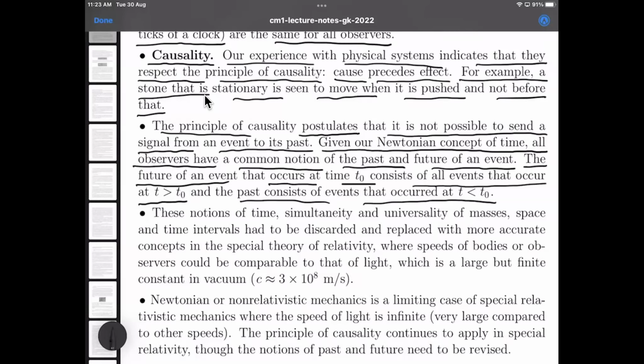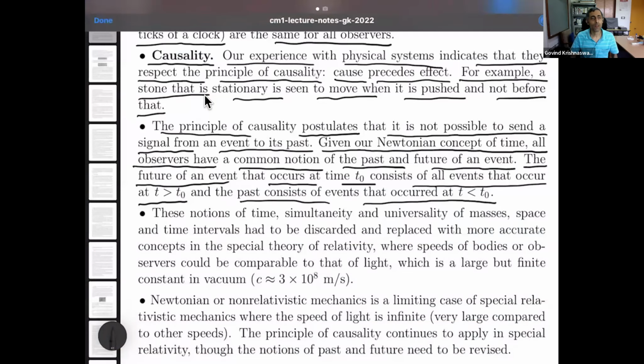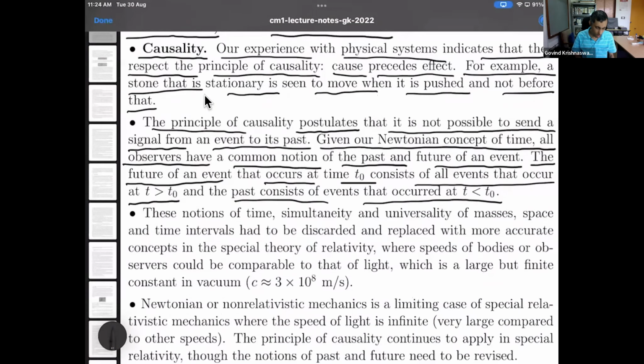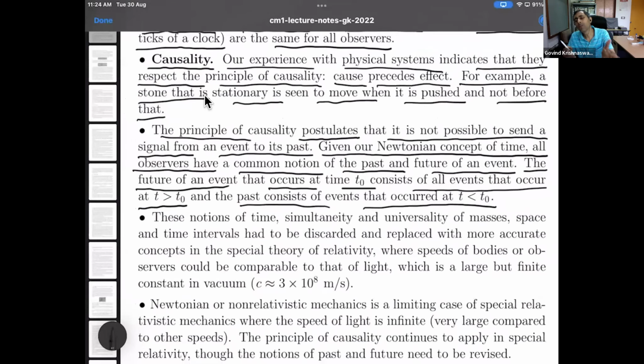And sir, is it possible to state causality in a general mathematical statement? Is it possible? Yes, I think I have already stated it. I've said it in two different ways: that it is not possible to send a signal from an event to its past. Okay, maybe I see the kind of question you're asking. We will do this kind of thing later on.